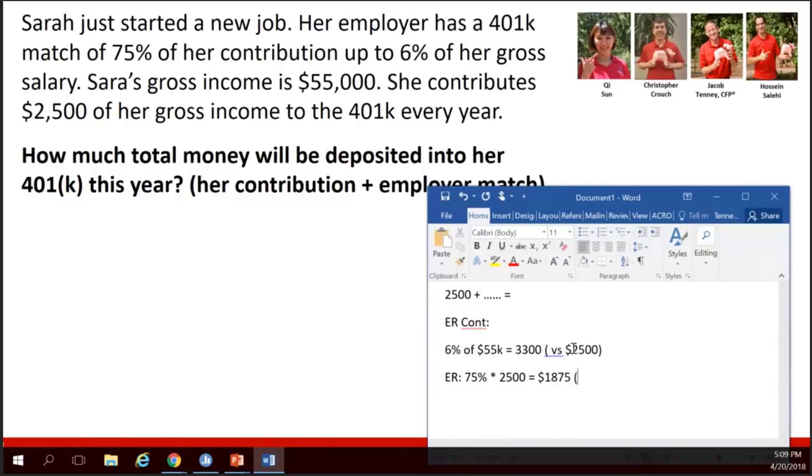But this is the amount that her employer is matching, right? So you need to put 2,500 plus 1,875, and the total saving into her 401k account is 4,375. Okay, so now she is saving this much. All right. Any questions?